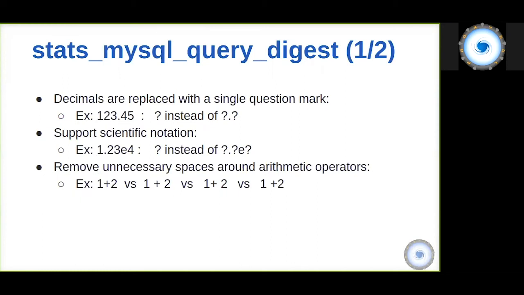Now, we also introduced some minor optimization in the way that MySQL query digest processes queries. Specifically, we found different bugs in the way numbers are being handled, so we improved this, and also how we handle spaces. This is handled in 2.1.